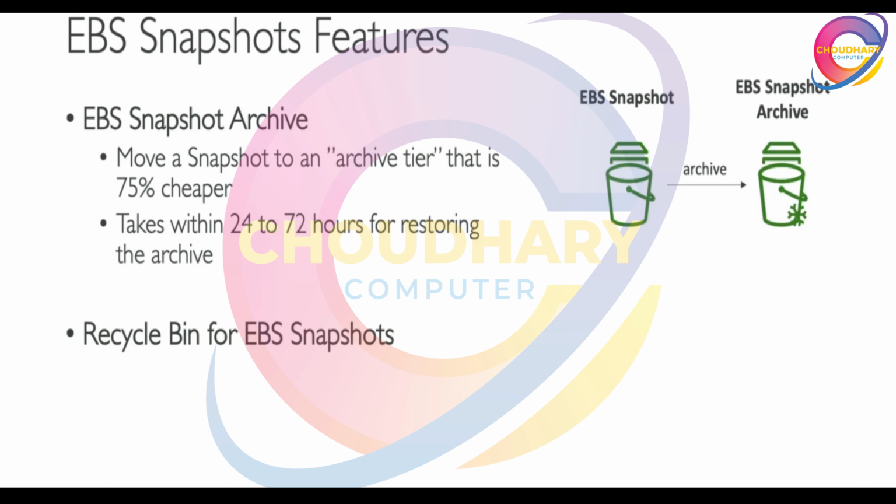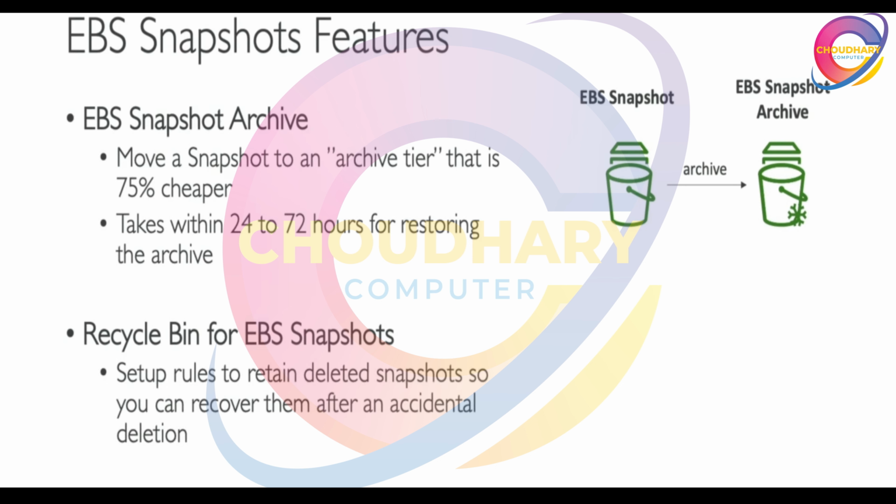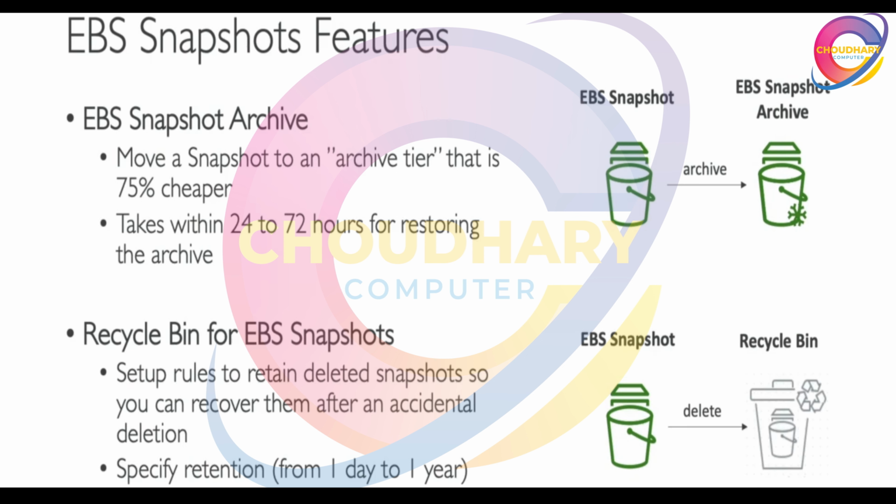The second feature is the Recycle Bin for EBS snapshots. By default, when you delete snapshots, they're gone, but you can set up a recycle bin, and the recycle bin will have all the snapshots that are deleted. And then after a while, you can specify from 1 day to 1 year, the snapshots are gone from the bin. So on deleting a snapshot, it would go into a recycle bin, and you may have, for example, 1 year to recover the snapshots, which allows you to protect yourself against accidental deletion.